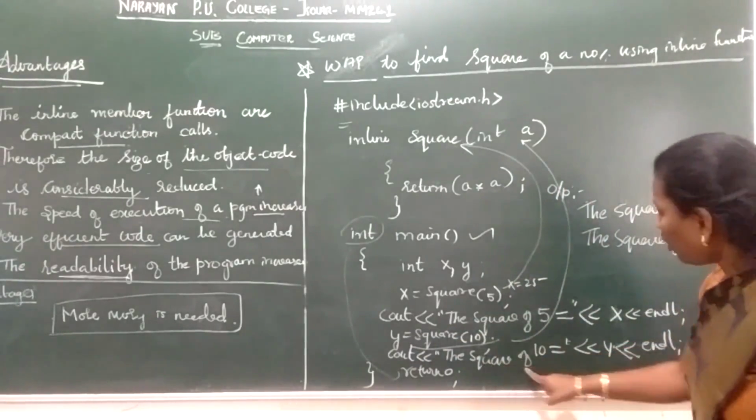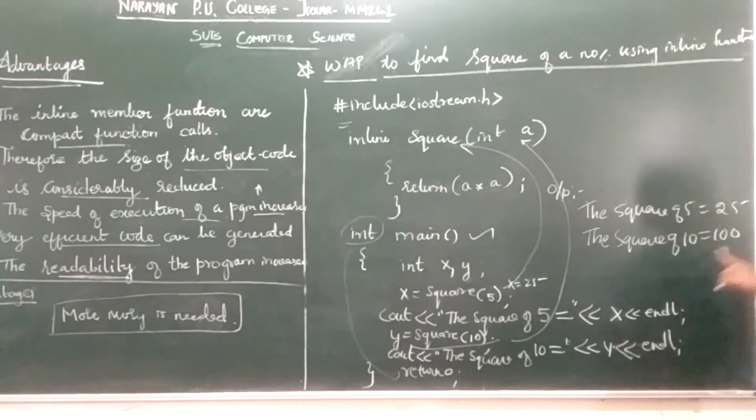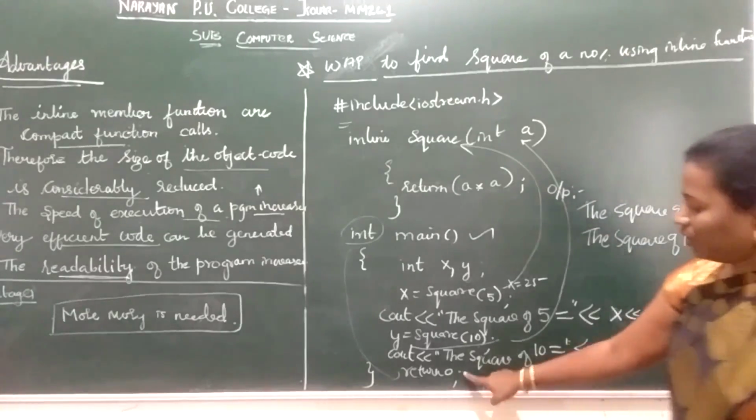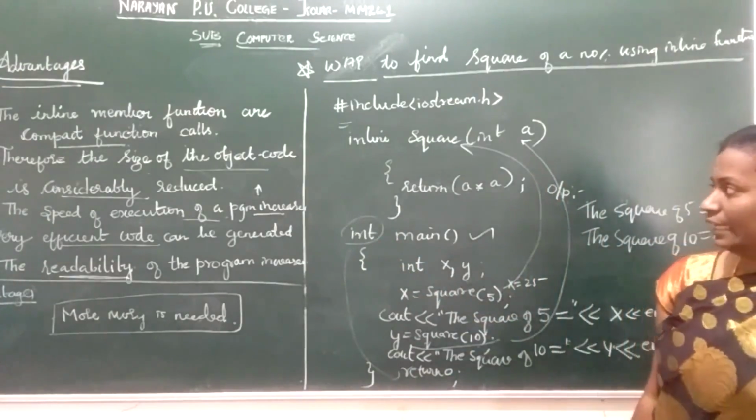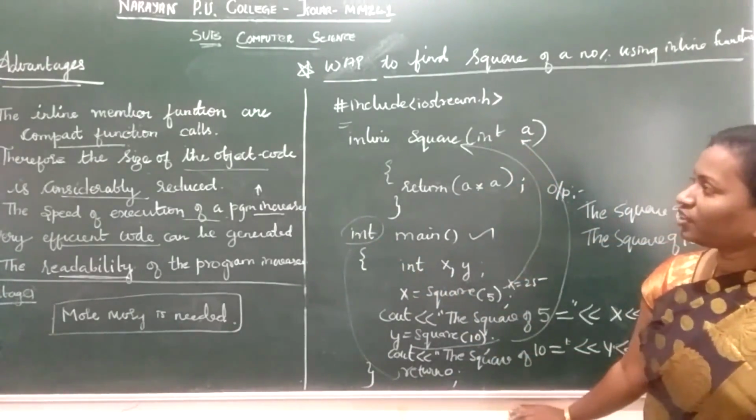Okay. So the square of 10 is y. So what is my y value? 100. Next I am returning 0 to your main function. Why? Because the return type is integer. So this is about an inline function.